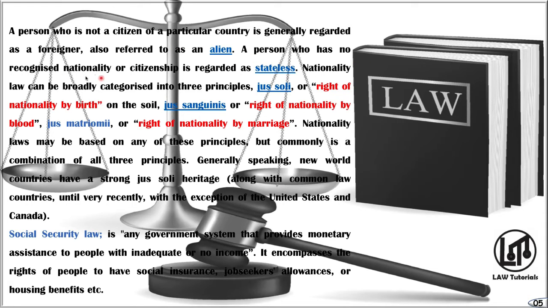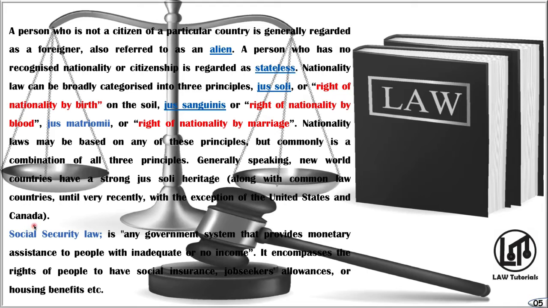A person who has no recognized nationality or citizenship is regarded as a stateless person. Now, nationality law can be broadly categorized into three principles: jus soli, or right of nationality by birth on the soil; jus sanguinis, or the right of nationality by blood; jus matrimoniae, or the right of nationality by marriage. Nationality laws may be based on any of these principles, but commonly is a combination of all three principles. Generally speaking, New World countries have a strong jus soli heritage, along with common law countries, until very recently, with the exception of the United States and Canada.